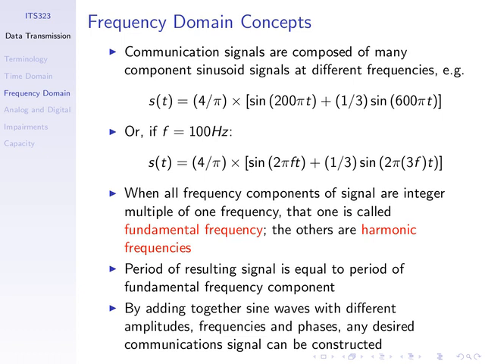The second component has a frequency of how many hertz? 300 hertz. FA, FB, 2 pi ft, just divide by 2. So we have two separate sinusoid signals, and we add them together and we get this one.